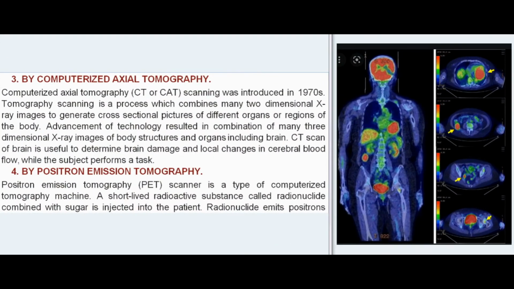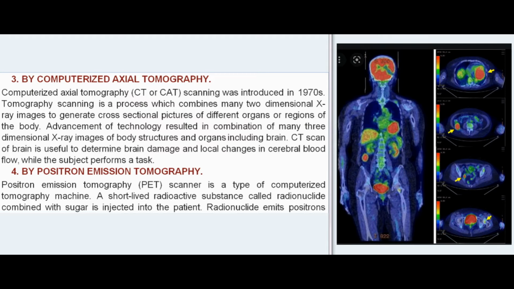3. By computerized axial tomography. Computerized axial tomography, CT or CAT, scanning was introduced in 1970s. Tomography scanning is a process which combines many two-dimensional X-ray images to generate cross-sectional pictures of different organs or regions of the body. Advancement of technology resulted in combination of many three-dimensional X-ray images of body structures and organs including brain. CT scan of brain is useful to determine brain damage and local changes in cerebral blood flow, while the subject performs a task.